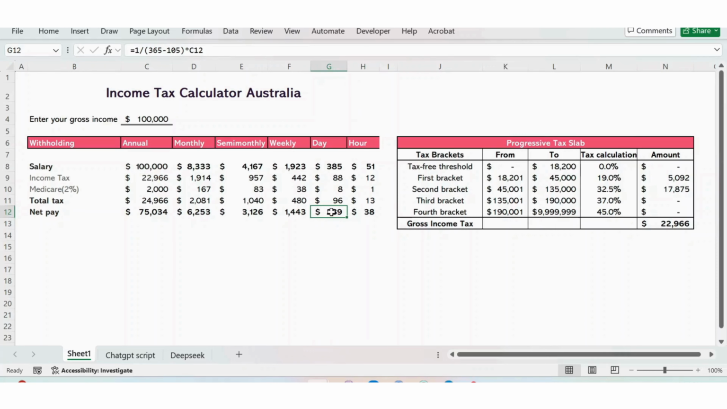And that's it. This sheet gives you a clear snapshot of your earnings and deductions across different timeframes.